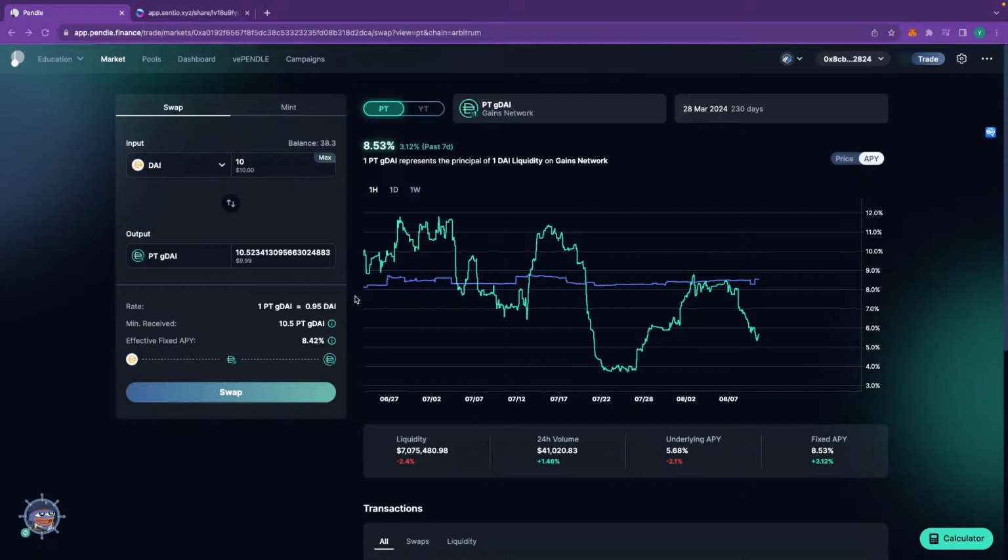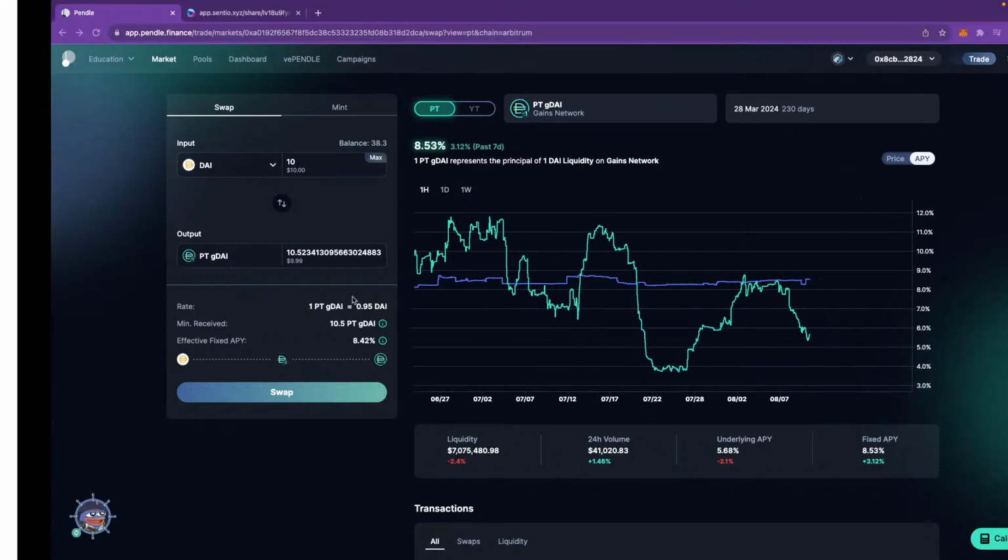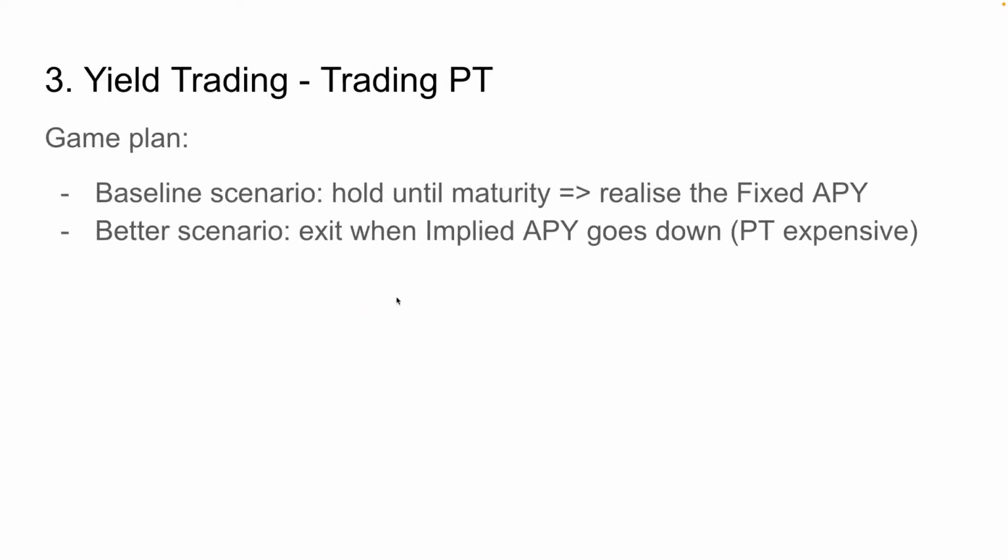and my return will be 8.5%, probably 8.5%. And for the baseline, it's already pretty good, right? At least to me, getting an 8.5% fixed yield on DAI. So that's the baseline scenario.